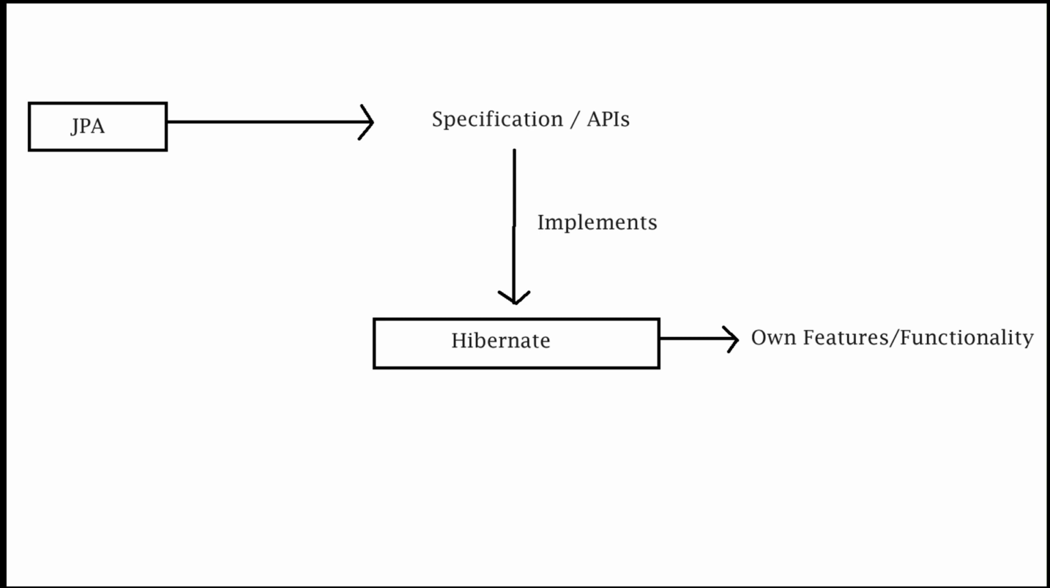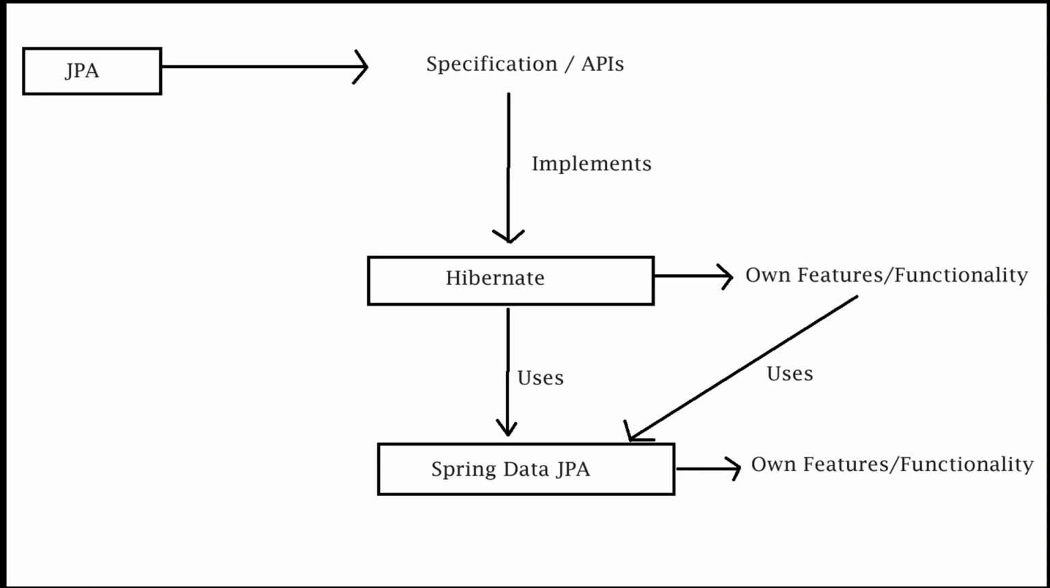So this is the main difference between JPA and Hibernate. JPA has provided the specification and Hibernate implemented that specification. Next, Spring Data. What Spring Data does is, it uses Hibernate or any other implementation of JPA to communicate with the database.